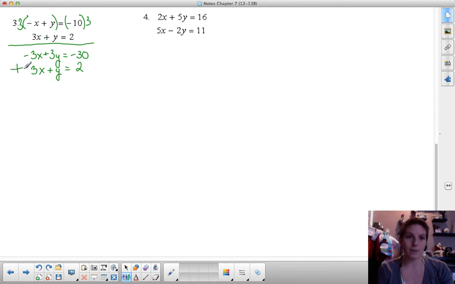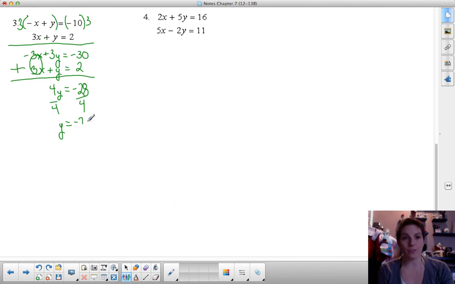So I'm going to take my two equations and add them together, or perform the elimination. Negative 3x and positive 3x added together make 0. 3y and 1y make 4y equal to negative 30 plus 2 is negative 28. Divide both sides by 4, and we get y is equal to negative 7.